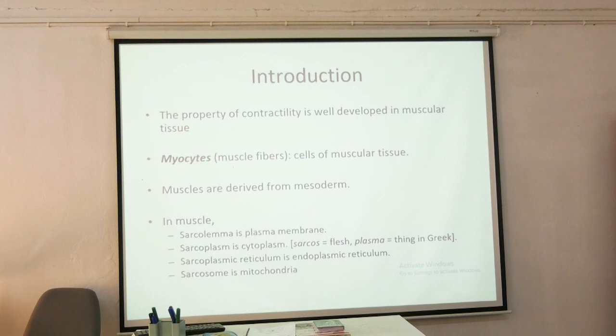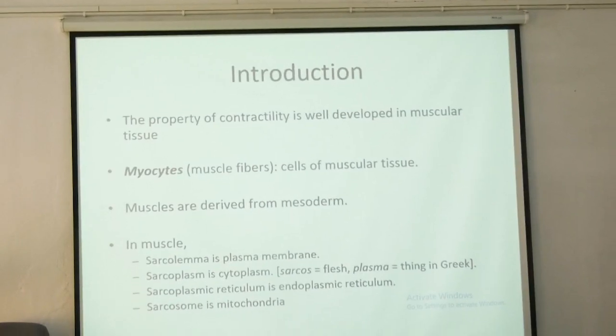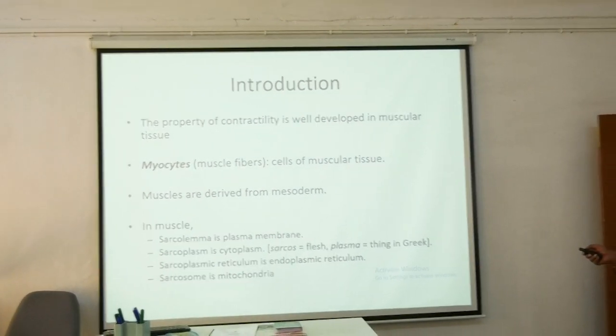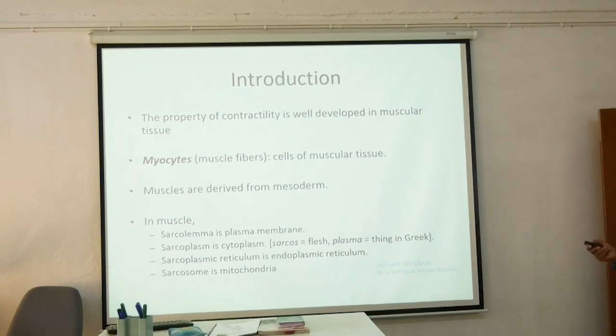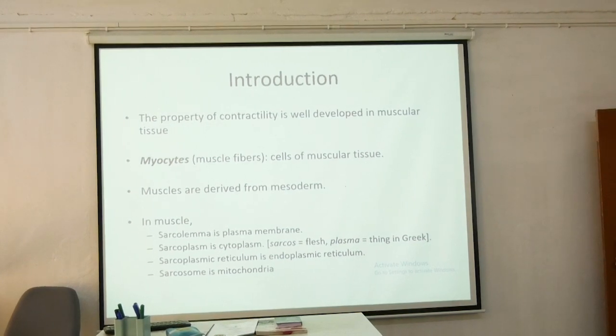Now, introduction. The property of contractility is well developed in muscular tissue. Contraction, muscle, the locomotor. You walk, you do all this muscular activity. The myocyte, muscle fibers, are cells of muscular tissue. Muscles are derived from mesoderm. Now this is embryology: ectoderm, endoderm, mesoderm. Now muscles are derived from the mesoderm.